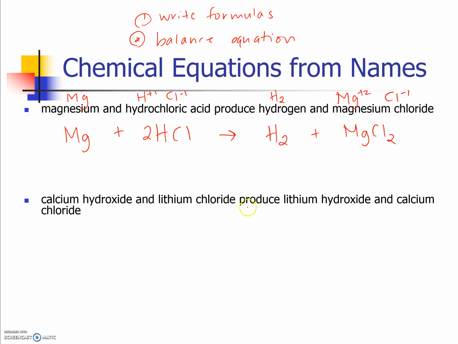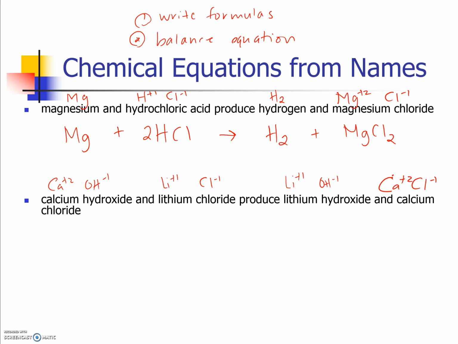Calcium hydroxide and lithium chloride produce lithium hydroxide and calcium chloride. So calcium hydroxide, so calcium is Ca plus 2, and hydroxide is OH minus 1. Lithium is Li plus 1, and chloride is Cl minus 1. Lithium hydroxide, so Li is plus 1, OH is minus 1. And calcium chloride, I don't like that chloride's written down there, so we're going to treat it all over here, is Ca plus 2, Cl minus 1.